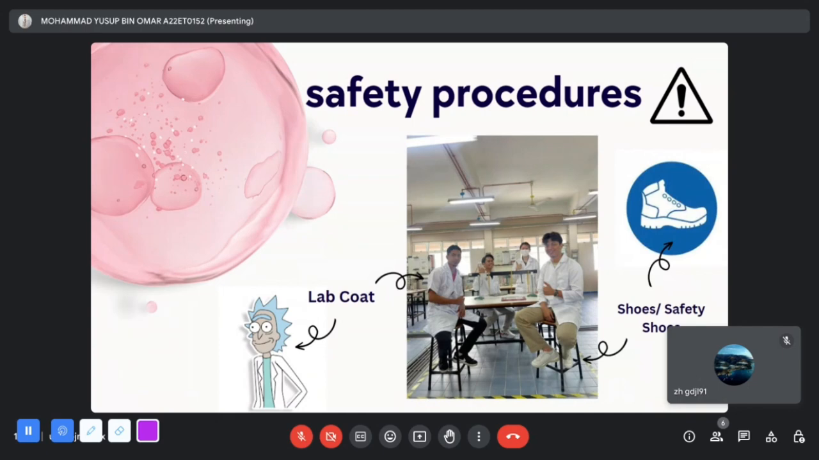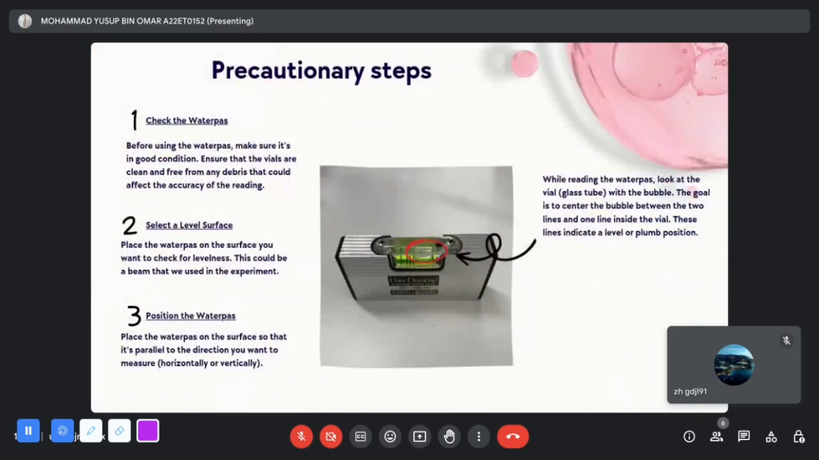Next, these are the precautionary steps that we need to follow while conducting the experiment. We need to check the water pass before we use it in our experiment, and make sure it is in good condition. Ensure that the vials are clean and free from debris that could affect the accuracy of the reading.